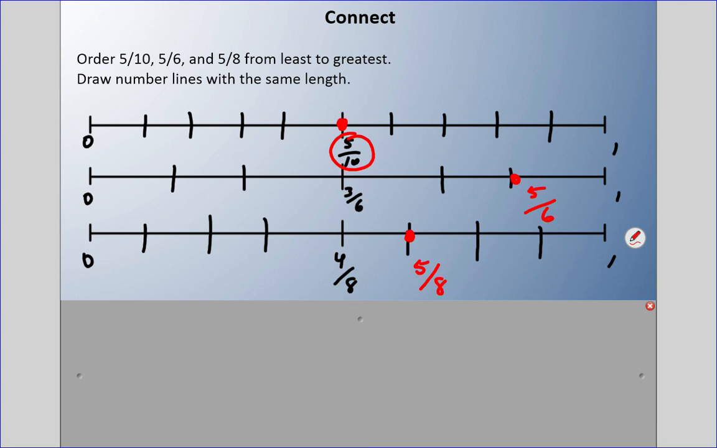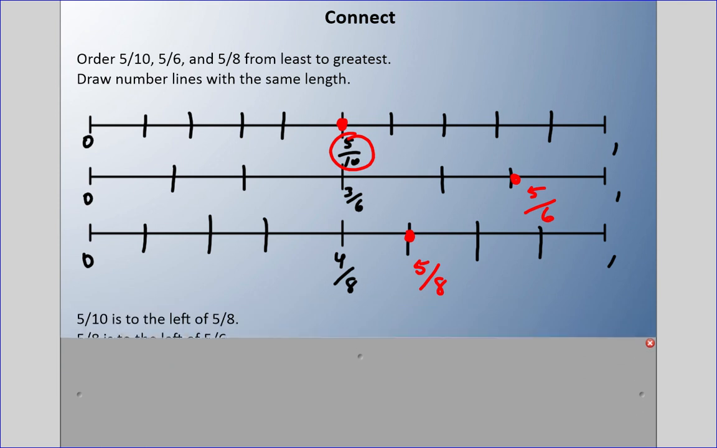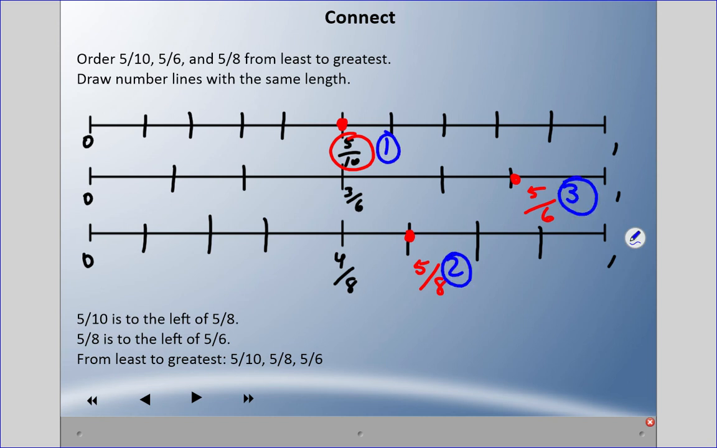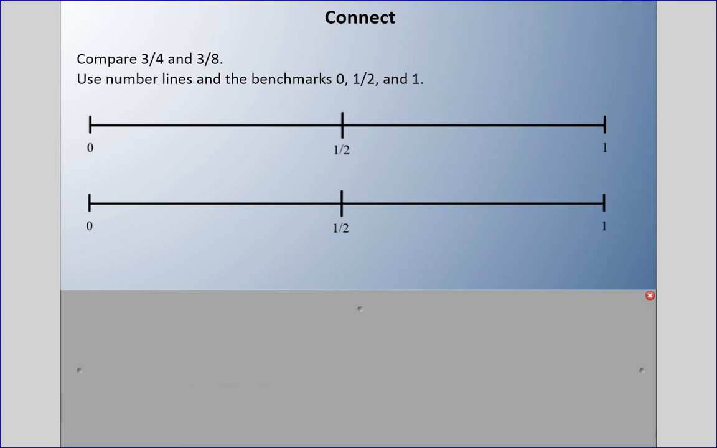And so comparing them, I can see that 5/6 is the furthest to the right. So 5/10 is to the left of 5/8. You can see the 5/10. It is to the left, so that means that 5/10 is definitely the smallest. 5/8 is to the left of 5/6. So from least to greatest, 5/10, 5/8, 5/6.